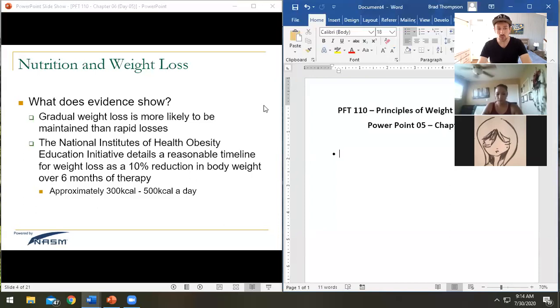So a few things that evidence shows, a few things that we do know. Gradual weight loss is much more likely to be maintained than rapid weight loss. We have seen this time and time again: people who tend to lose weight slowly over time succeed much more often than people who lose a rapid, super massive amount, and often they gain that back.